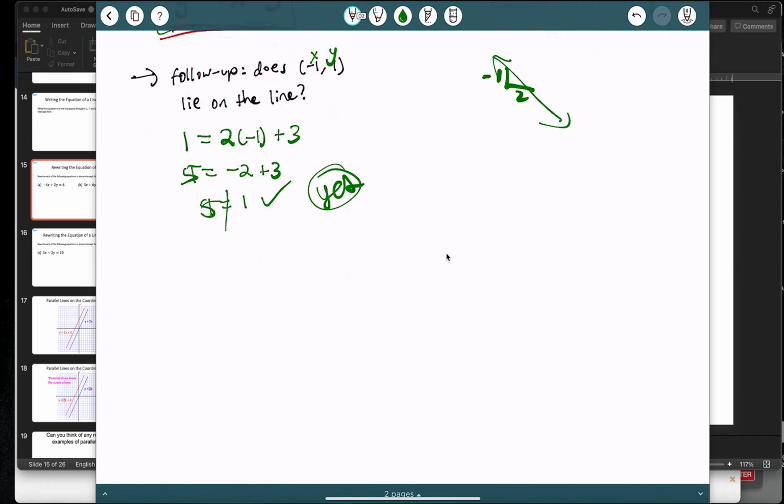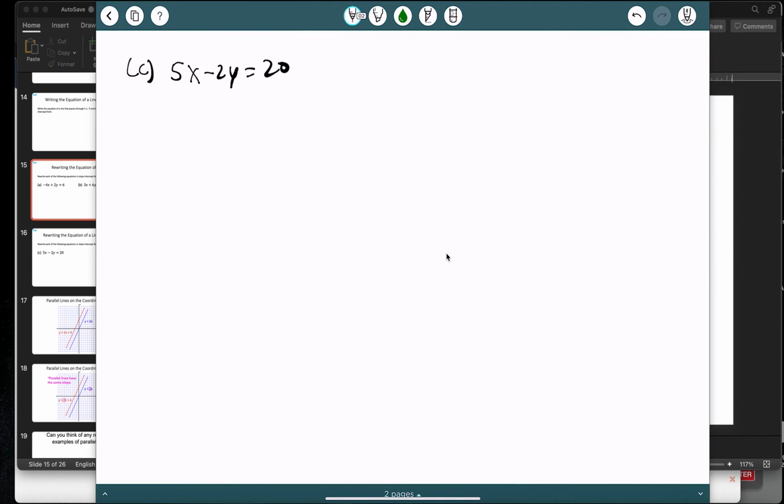Alright, so try this one, and you can let me know what you get. So 5x minus 2y equals 20. What would that look like in slope intercept form? Alright, so quickly go over this.